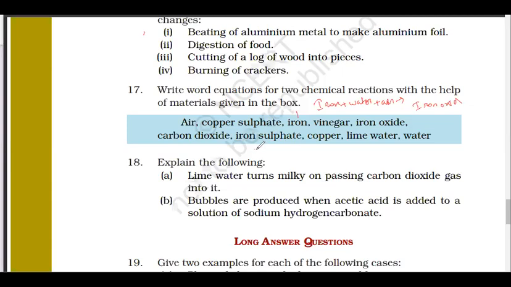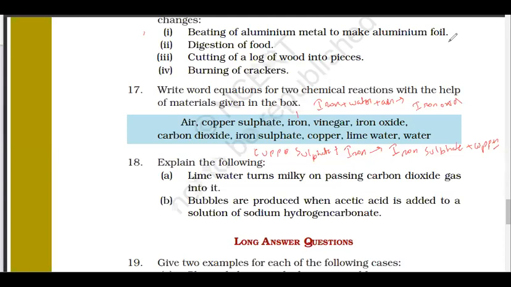Tell me, copper sulfate, right? Copper sulfate, see, single displacement reaction, plus iron gives what? Iron sulfate plus copper. You guys can write it down also. Got it? So two chemical reactions we have written already. Now, why copper sulfate plus iron gives iron sulfate plus copper? Why not the opposite? Why not iron sulfate plus copper gives iron plus copper sulfate?